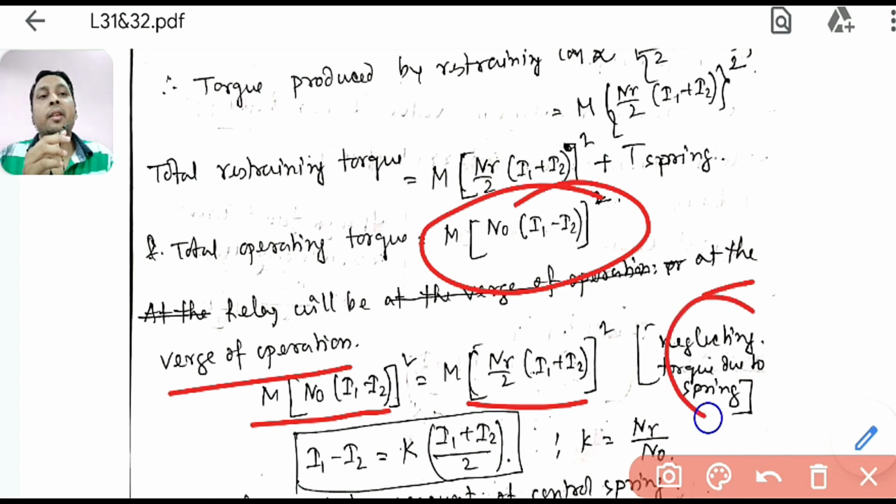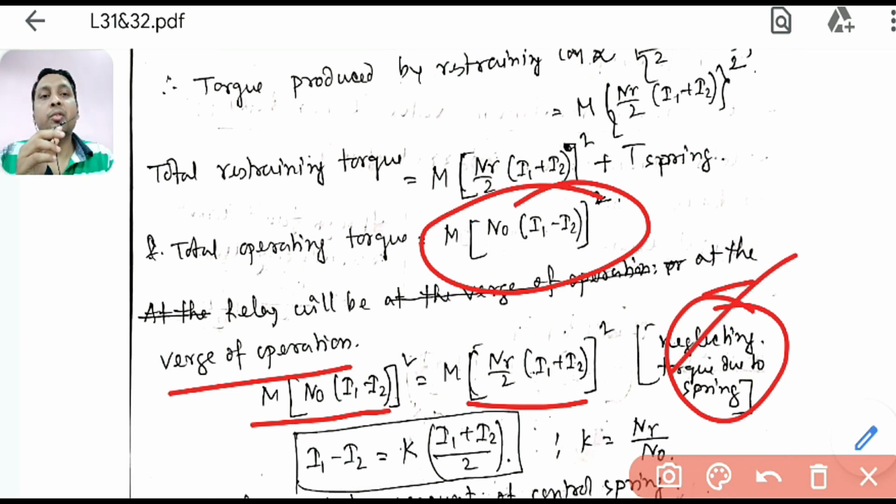Here we have neglected the spring torque, because it comes into play when the relay starts operating, to bring it back. It is very small in comparison to your operating torque and restraining torque. So you can neglect this anytime, because it is very small. The idea is to bring the needle back to its original position once its job is done. So it is a very small torque. Once your operating torque and restraining torque come into the picture, this becomes negligible.